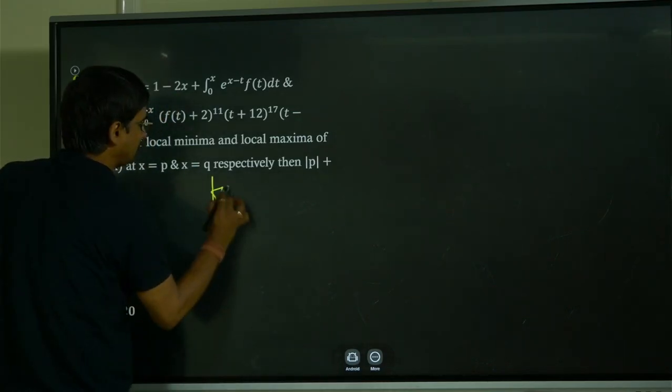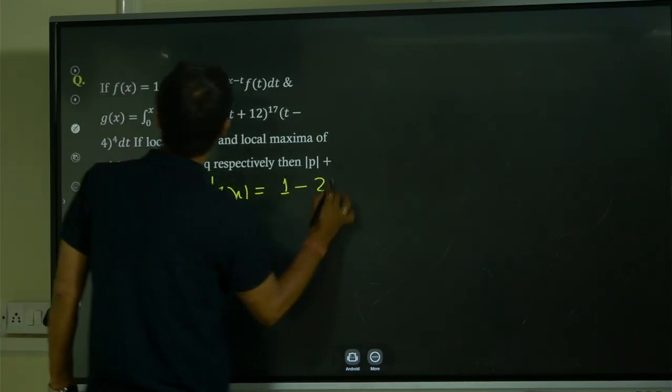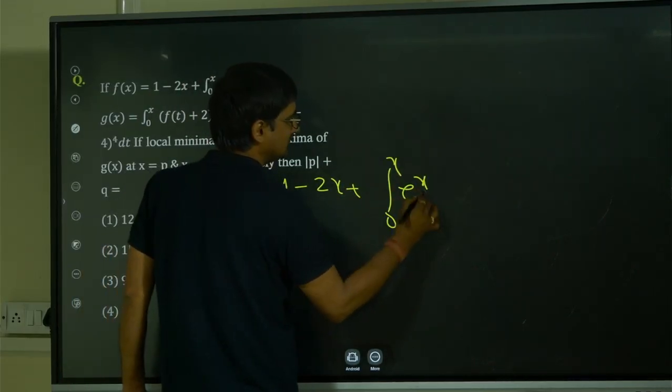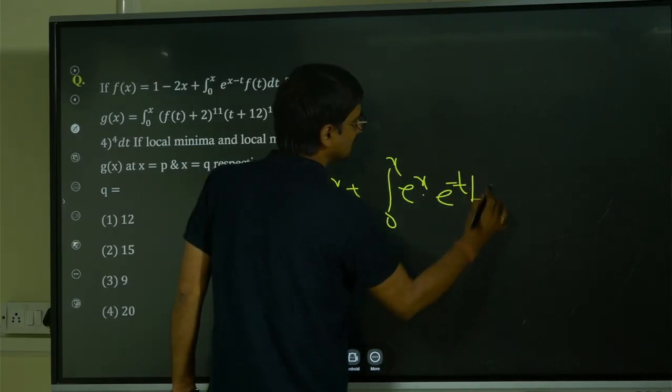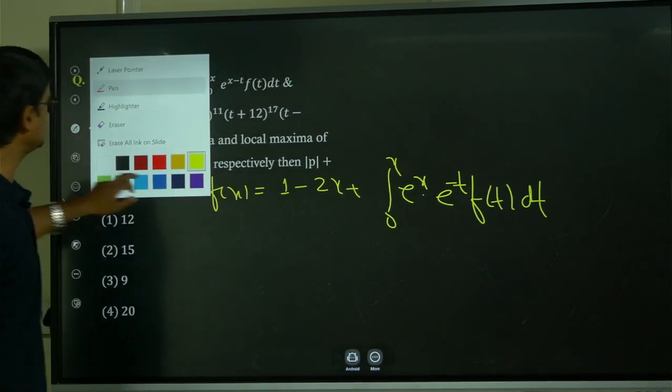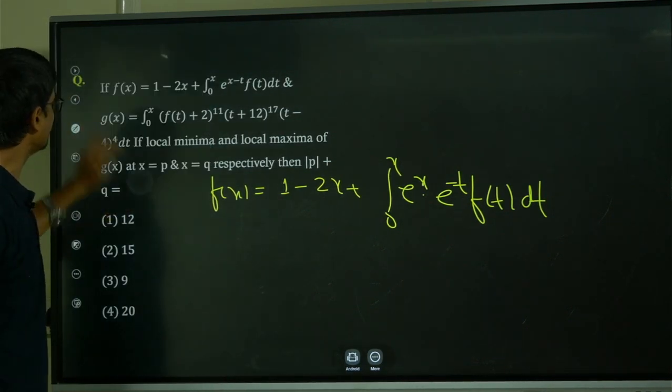So here f of x is given to be 1 minus 2x plus the integral from 0 to x of e raised to the power x into e raised to the power minus t, f of t dt, and then we are given g of x, which is something something.